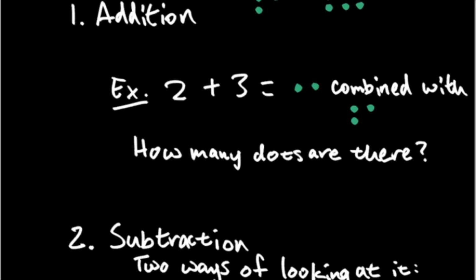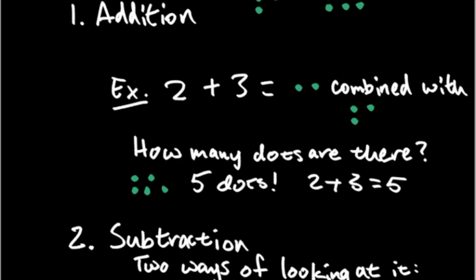2 plus 3, what that really means is you're combining 2 and 3 together. So the question is, how many dots do you have as a result? Well, if we take that, and we take that, you put them together. What do you have? 5. I know, super difficult, right? We have 5 dots. So that means 2 plus 3 equals 5. Okay, simple enough, right?